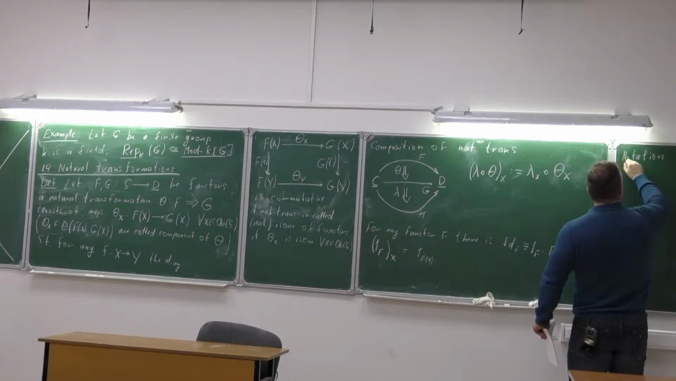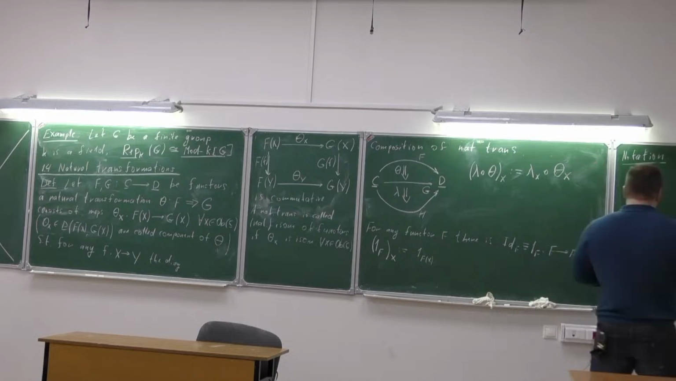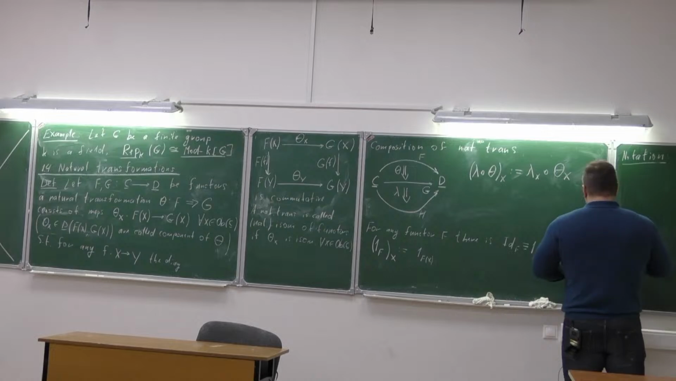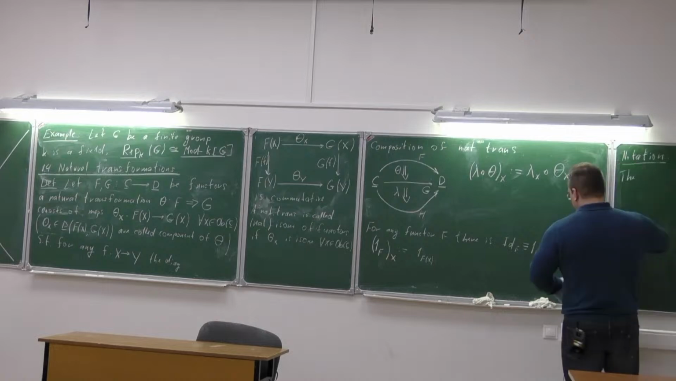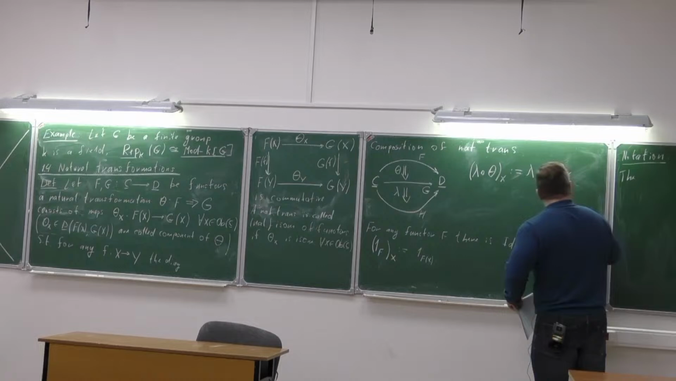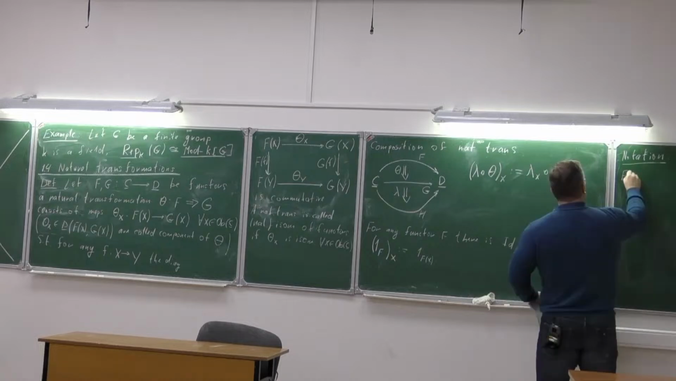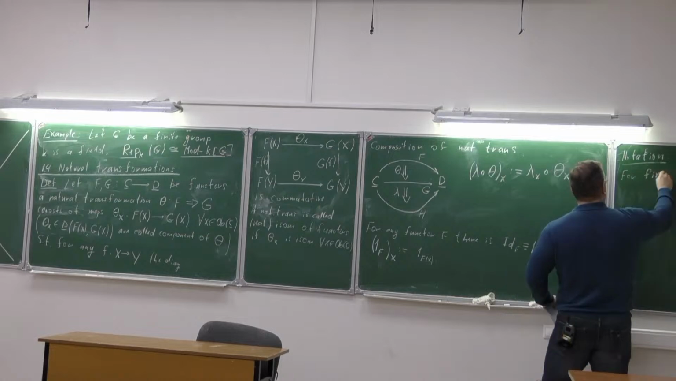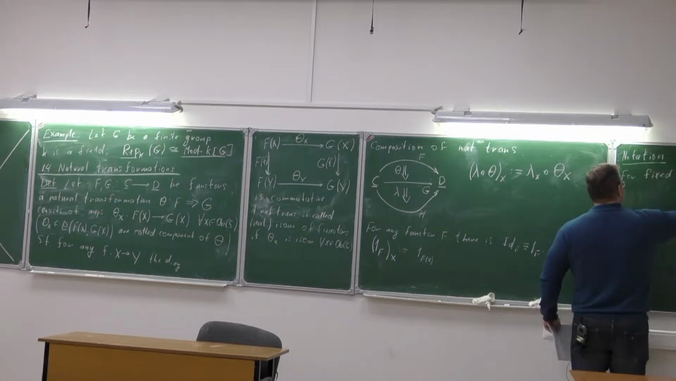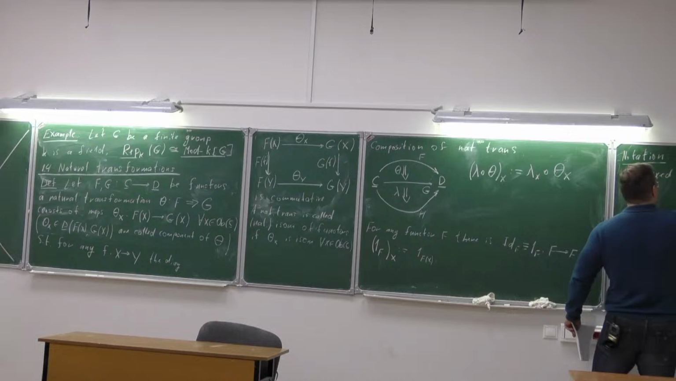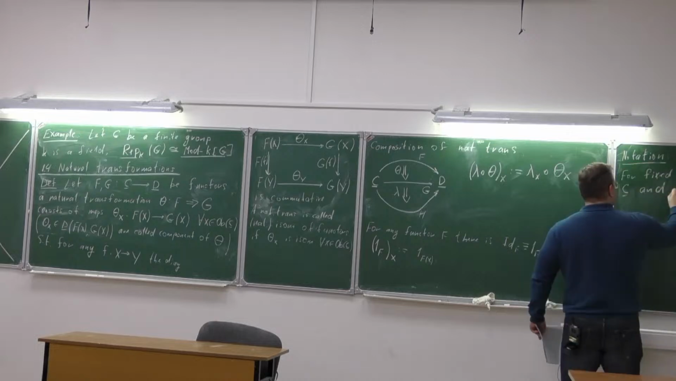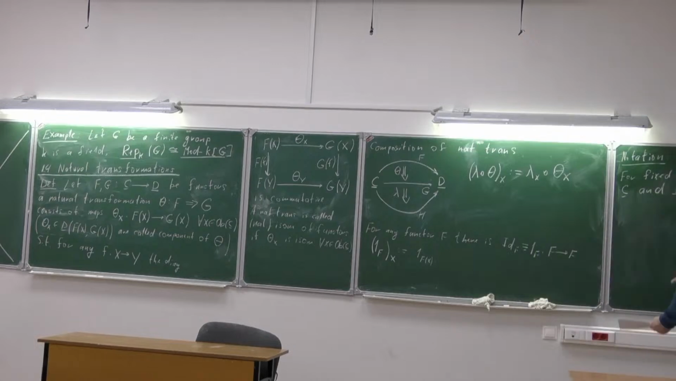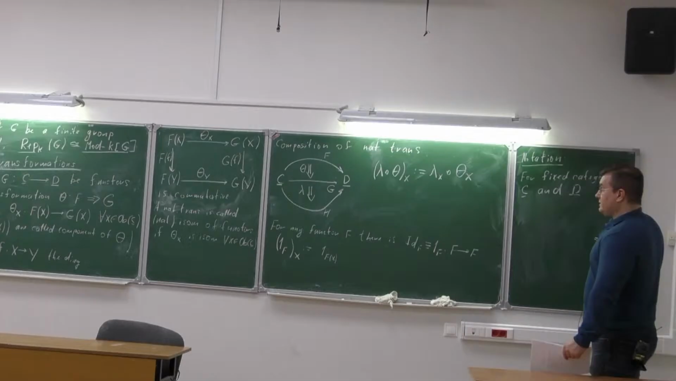Well, it's useful to have notation for the category of functors and natural transformations. So let me just say that for fixed categories C and D, so we just choose any two categories and fix them, we can define the category of functors and natural transformations.